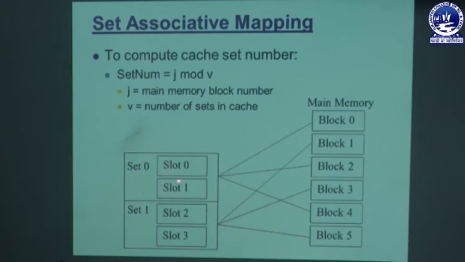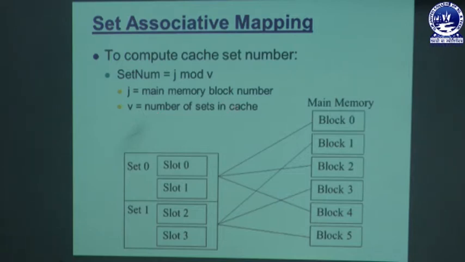Okay, here I have written slots. You can also call them lines. Both are the same. Line 0, slot 0, both are the same. And here set number equals J mod V, or J modulus V, you can say. So J determines the main memory block number and V determines the number of sets in the cache.